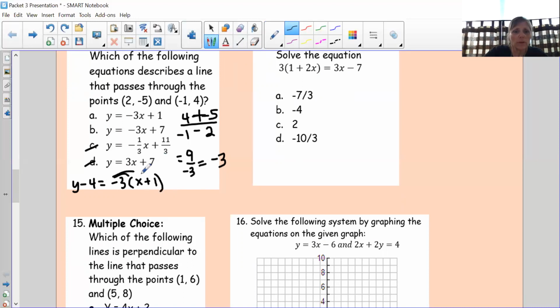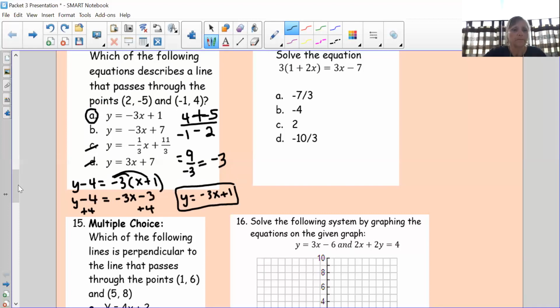Okay, so we distribute. And again, we're looking for either 1 or 7 for our answer because it's going to be A or B. y minus 4 equals -3x, and -3 times 1 is -3. And then we're going to add 4. Now you can see from here that these are opposite signs, so you take the sign of the larger and subtract, and you would get a 1. So I'm going to choose A for my answer. So y equals negative 3x plus 1.